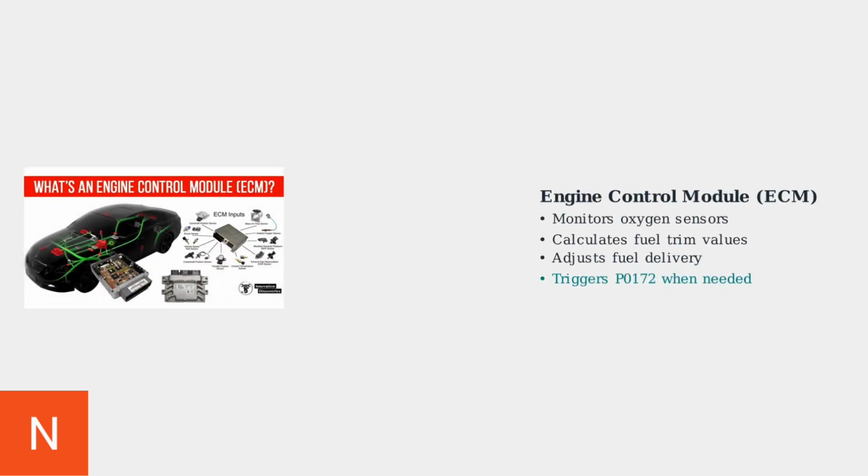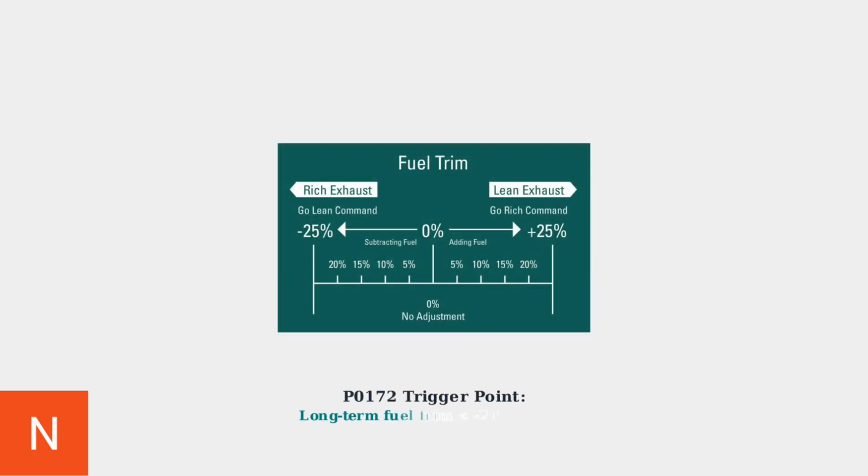The engine control module continuously monitors the air-fuel mixture using oxygen sensors and other inputs. It uses this data to calculate fuel trim values, which show how much the ECM is adjusting fuel delivery. Fuel trim values indicate how much the ECM is compensating. Normal fuel trim ranges from plus or minus 10%. A P0172 code typically triggers when long-term fuel trim exceeds negative 20 to 25%.